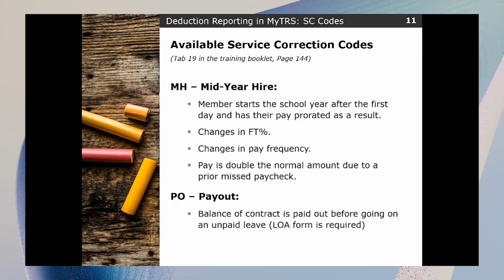The payout code is the next one. This is when somebody is paid out the balance of their contract for days worked prior to going on an unpaid leave. We are expecting to see an LOA form sent to us. We are expecting to see an event in the system. This is used when they're on a leave and they're expected to return. This is not what you use when somebody is leaving. If they have resigned or if they have been let go, you use the termination code. When they are being paid out before they go on an unpaid leave, you use the payout code.